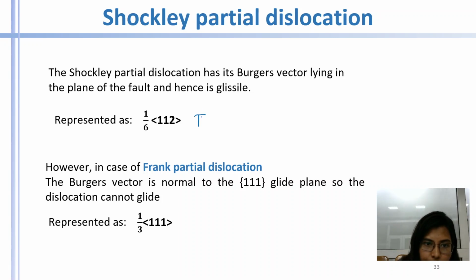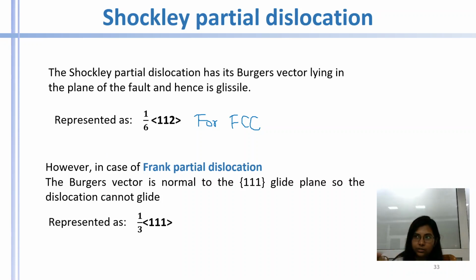For this, it is represented as 1/6 of the <112> direction. However, in case of the Frank partial dislocation, the Burgers vector is normal to the 111 glide plane, and so the dislocation cannot glide. It is represented as 1/3 of <111>. So you have to remember these two differences.